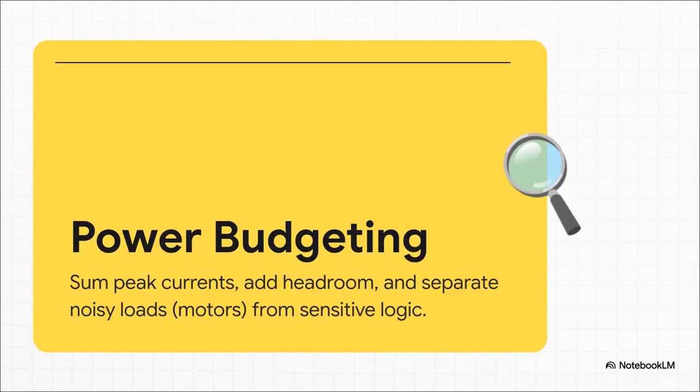Now here is a concept that is absolutely critical for making things reliable: power budgeting. You have to figure out the maximum possible current all your components will ever draw at once, and then you add a safety margin, some headroom. And just as important, you have to separate your power circuits. Keep the noisy components, like motors, away from your sensitive logic circuits. If you don't, the electrical noise can make your microcontroller glitch and crash in ways that are almost impossible to debug.